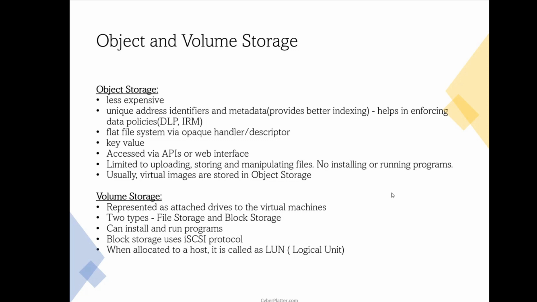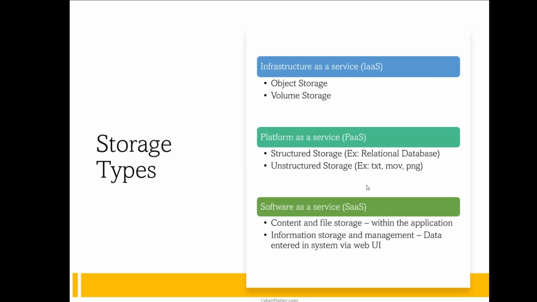Let's go to the next slide. Like I mentioned before, we will talk about infrastructure, platform, and software as a service in the other slides. For now, remember, this is important for the exam, that you remember what type of storage is used. Object and volume is used in infrastructure as a service. Structured and unstructured, structured, for example, relational databases. Unstructured is image files, video files, text files, everything is for platform as a service.